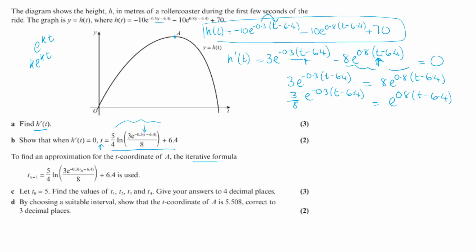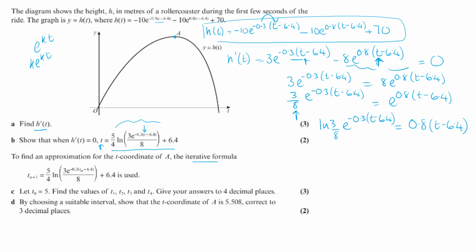Now we're going to take ln's to both sides. Now because of this 3/8, you can't just then go to that power. You'll have to keep that all as one term. So it's the ln of 3/8 e to the minus 0.3 t minus 6.4 is equal to, now on the right hand side you can just say it's the power because you've just got e on its own, so that's 0.8 t minus 6.4.